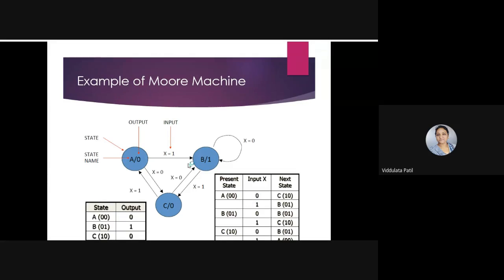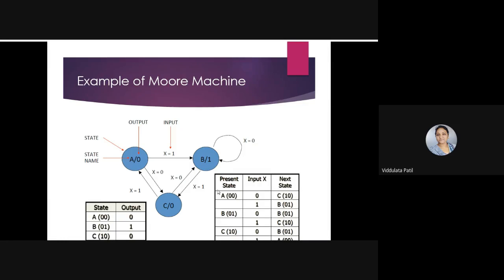Now how the next state will be is dependent on this input as well as the present state. If X is equal to 0, it will go to the next state, that is C, which is 1 0. And if X is equal to 1 and A is equal to 0 0, in that case the next state will be B.